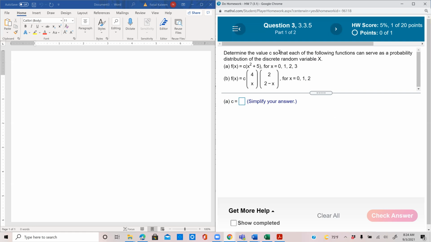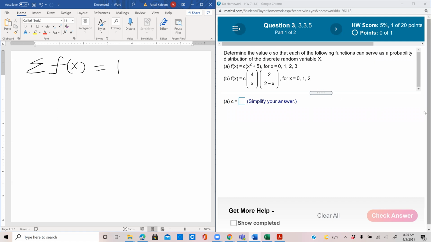Determine the value of C so that each of the following functions can serve as a probability distribution. Now, in a probability distribution, if it's a discrete random variable, it means that the values can be counted. For example, 0, 1, 2, 3, counted versus not countable. So if it's countable, then it's discrete. And in this case, the sum of all the probabilities in a discrete space is 1.